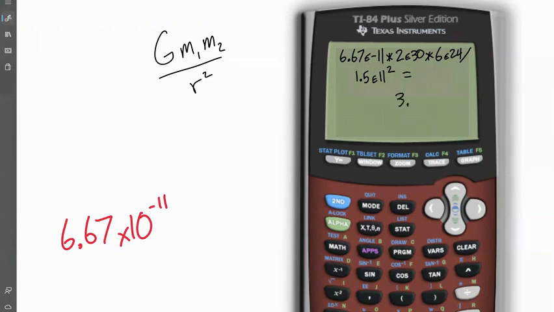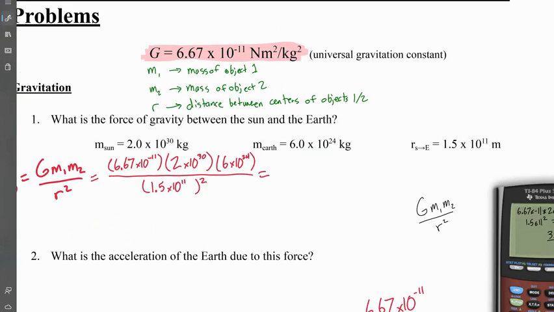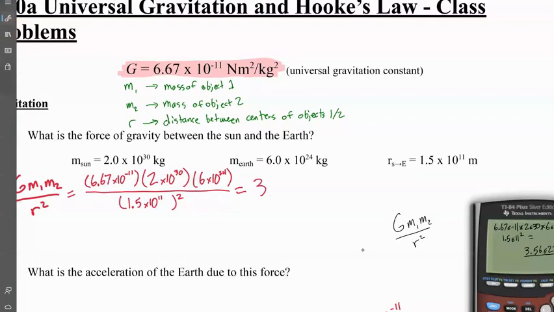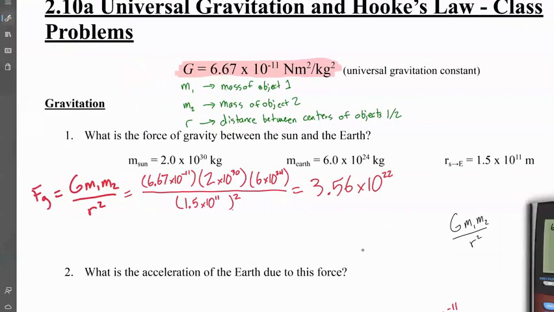It popped out 3.56 E22 is what my calculator spat out. All right, so if we're going to look at that in the context of this problem, that means 3.56, and that capital E means times 10 to the, and then it said 22, so times 10 to the 22nd power. All right, remember this is a force. What units does force get? Newtons. So there's our answer. 3.56 times 10 to the 22nd newtons.